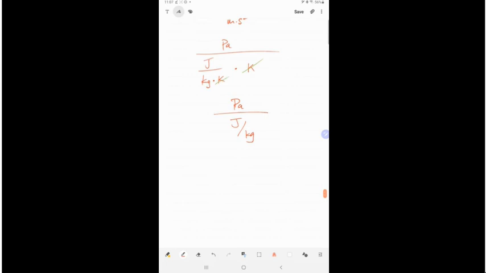Now there's an elementary result, let me leave it at that, as I'm a bit at a loss for words, regarding fractions. When you have a fraction divided by a fraction, what you do is you invert and multiply. So basically, this manipulation with units transforms into pascals times kilograms per joule.